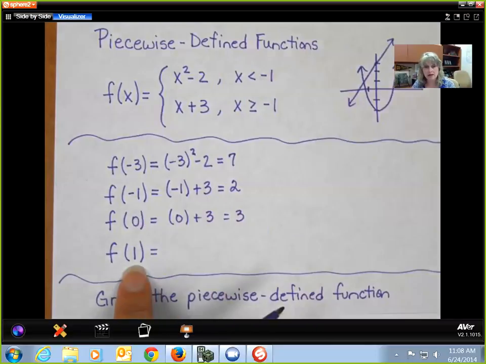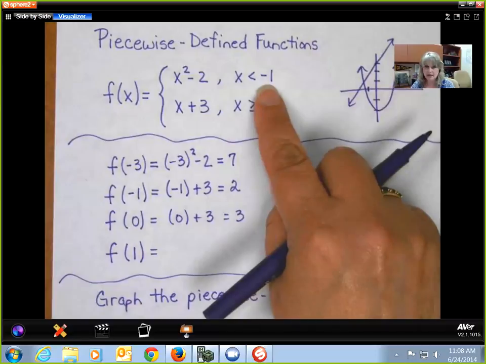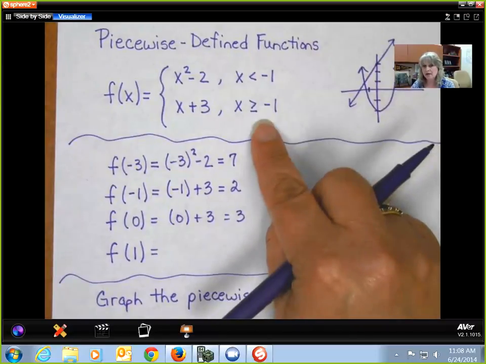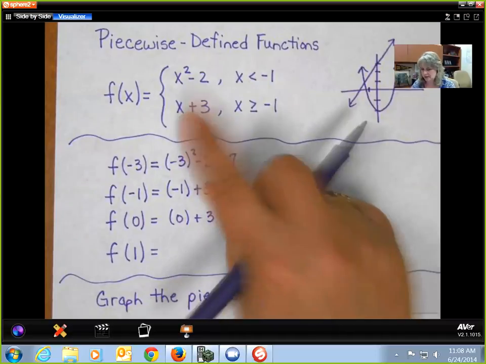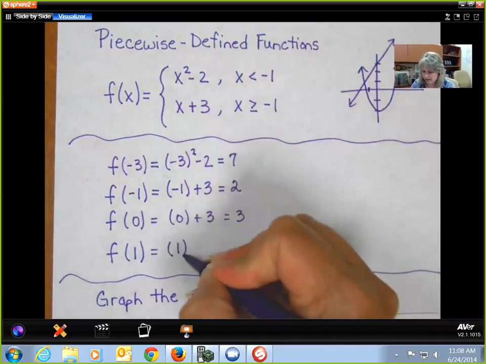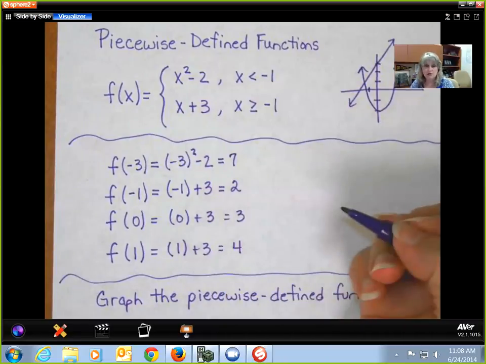All right, let's look at positive 1. Is positive 1 less than negative 1? No. Is 1 greater than or equal to negative 1? Well, yeah. So again, we're going to use the second equation. We're going to put 1 in place of this x. So we have 1 plus 3, which turns out to be 4. So those are a few ordered pairs that belong on this piecewise defined function.